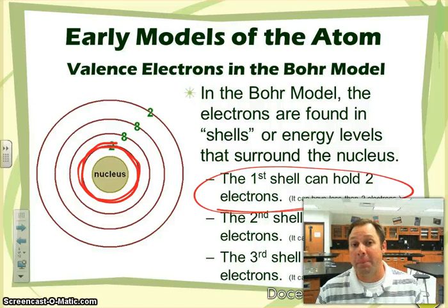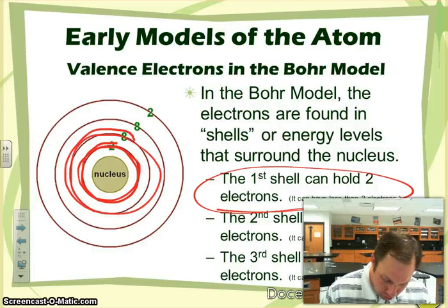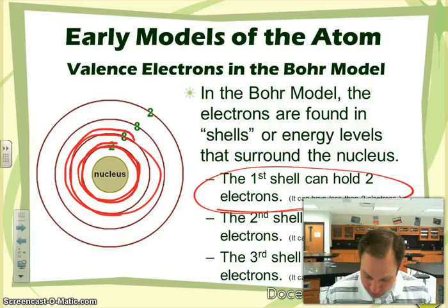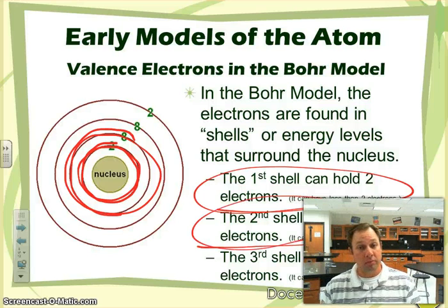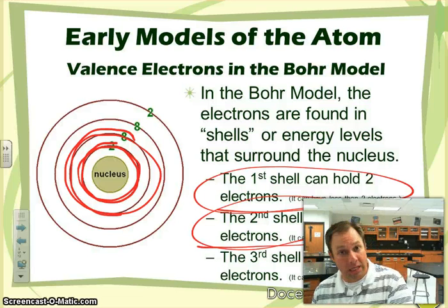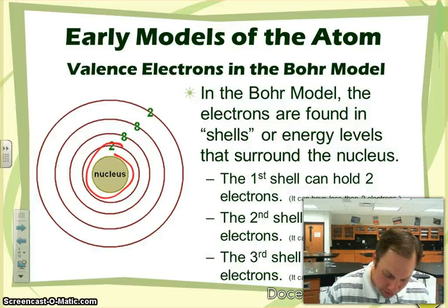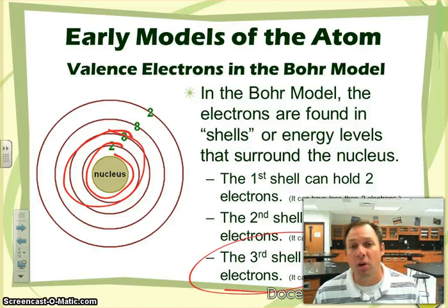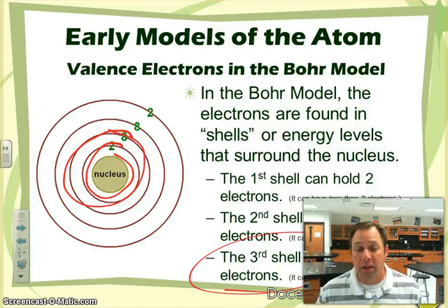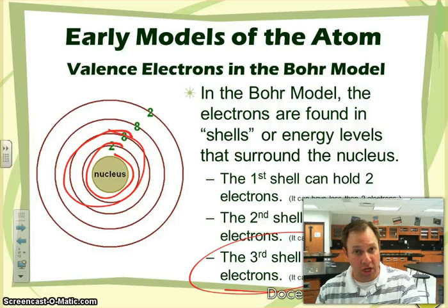Now, if an atom had more than 2 electrons, it would go into the next shell, and the next shell can hold up to 8 electrons. So if the atom has 3, 4, 5, 6, 7, 8, 9, 10 electrons, 2 of those electrons, again, would go in the first shell, and the other 8 would go in the second shell. And then in the third shell, we could also hold 8 electrons. So again, if an atom has more than 10 electrons, it's going to have electrons in that third shell.